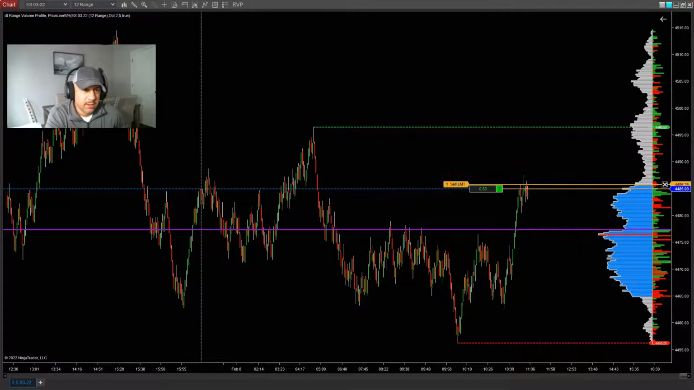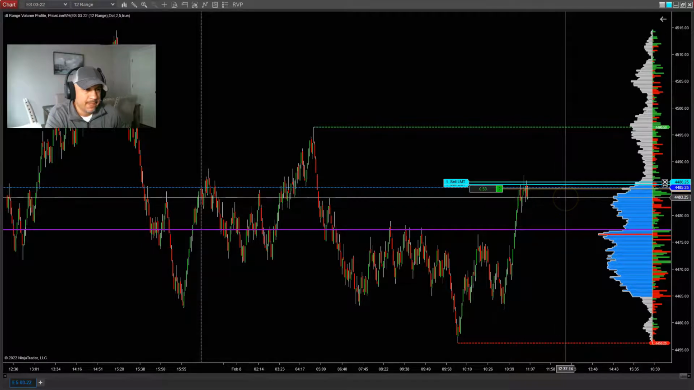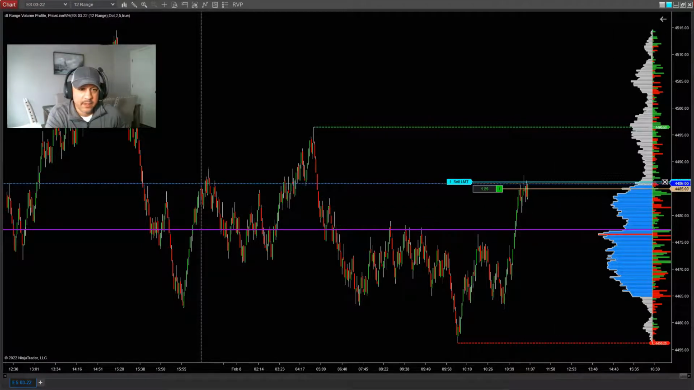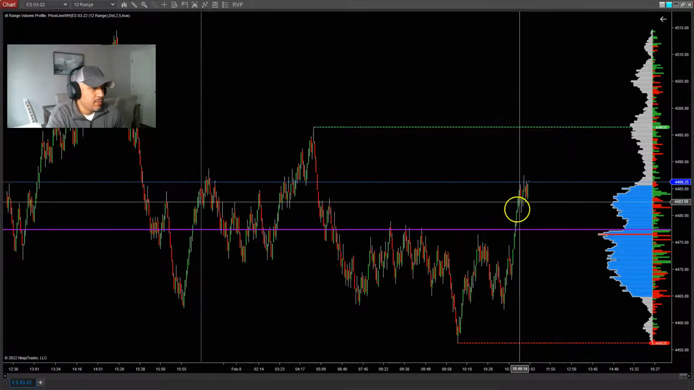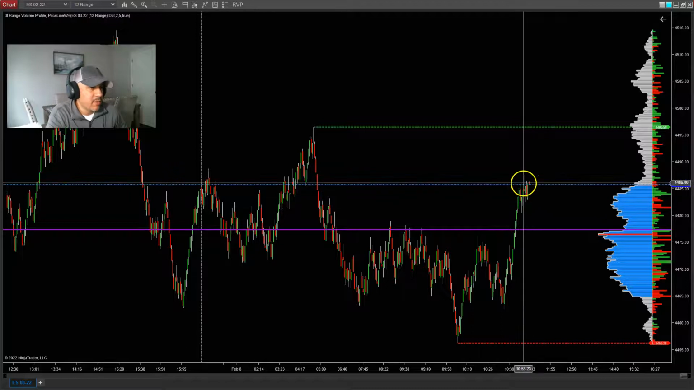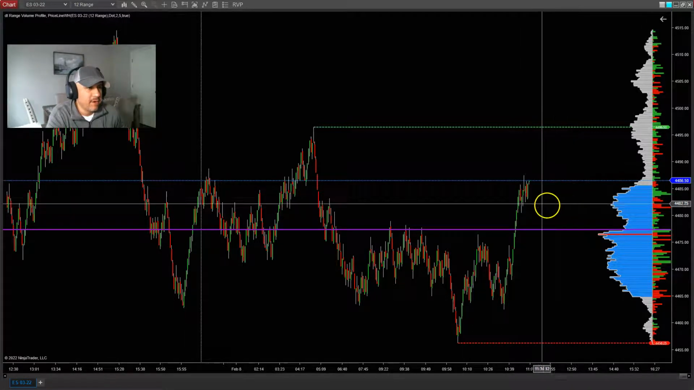Come on. Okay, let's go ahead and scalp for a point here. All right, scalp for a point. Okay, price is moving sideways, range. I was waiting for price to pull back to this area of volume here.